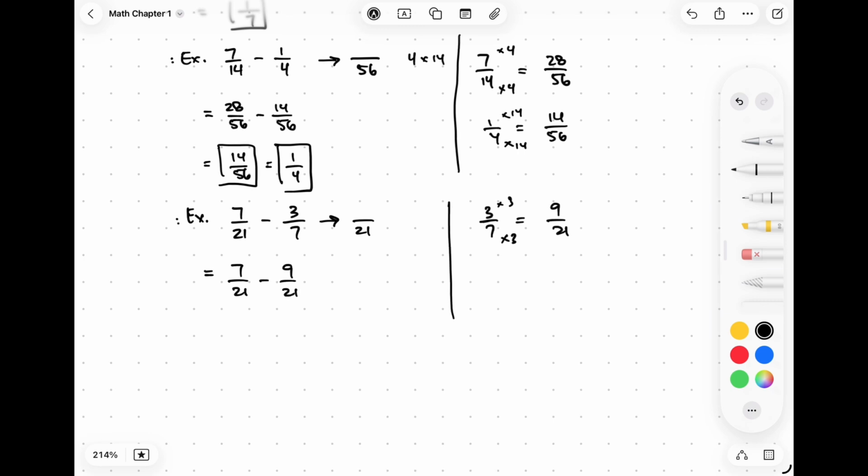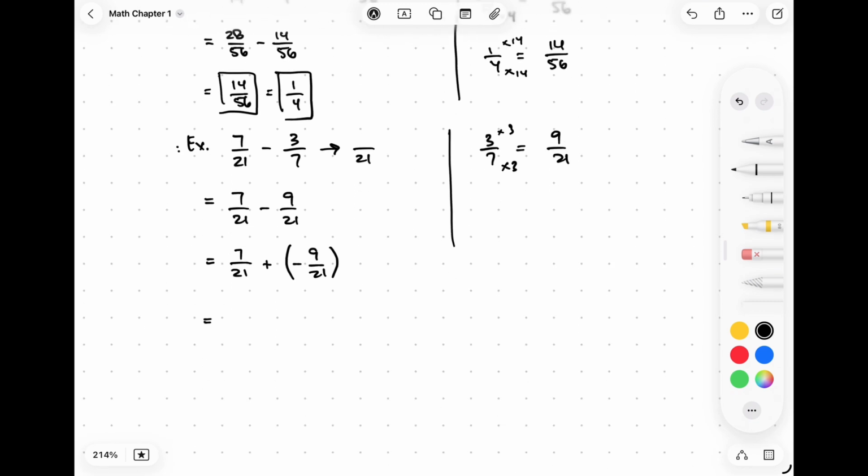And now what I would do, in the spirit and tradition of integers, is I would change this to a plus, and because the second number is a positive, I'll change it to a negative, like that. Then from there, I could do my battle of addition style where I have a 9 and a 7. I could ignore the denominator for now because they're the same.